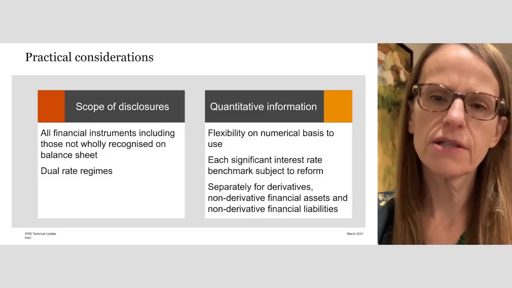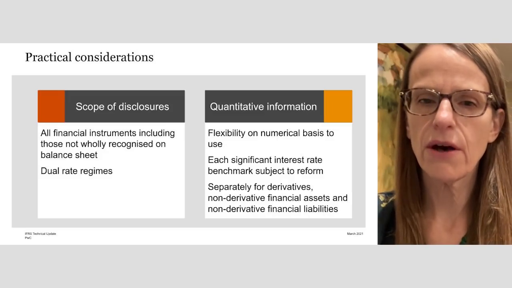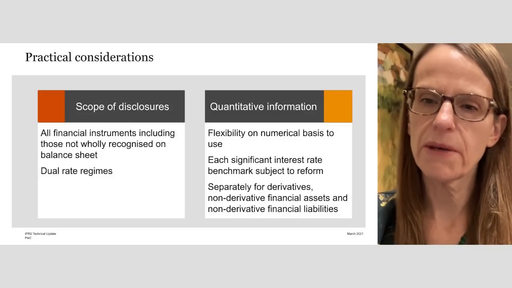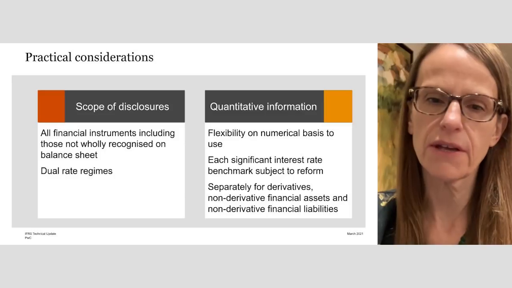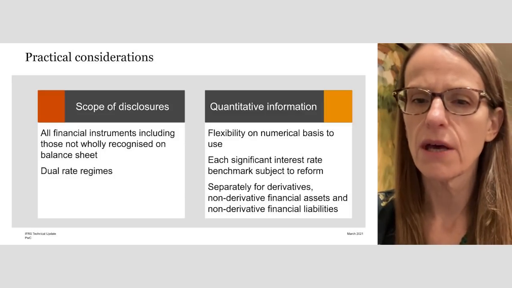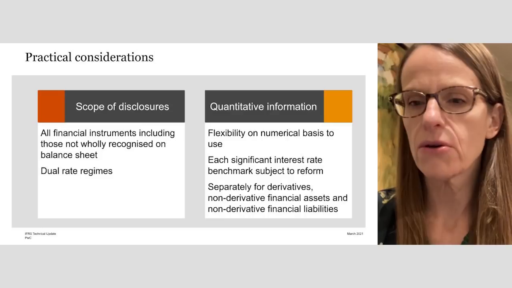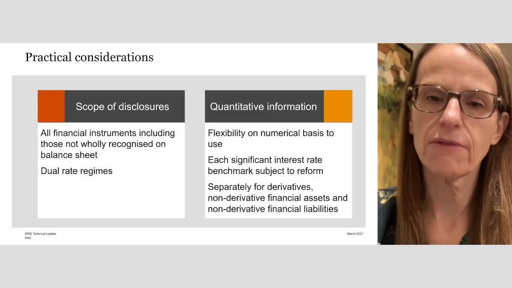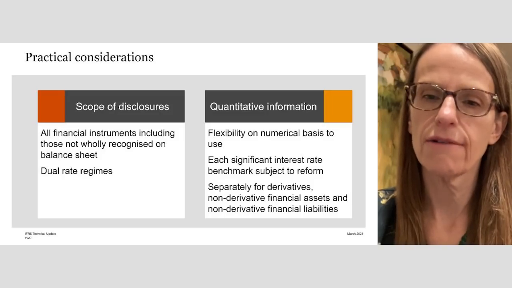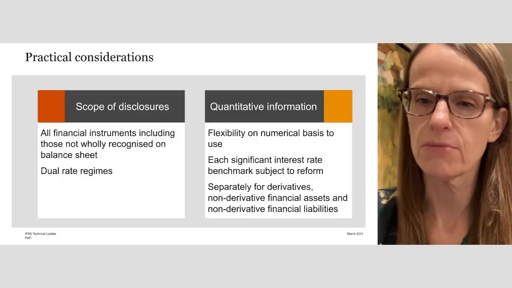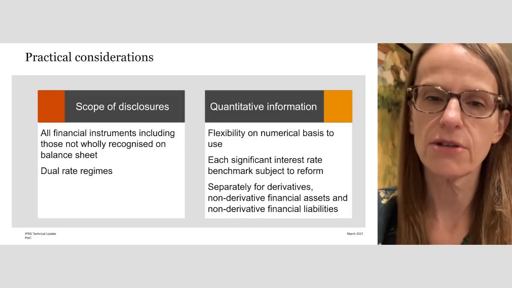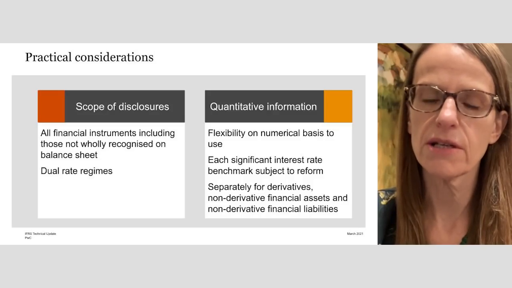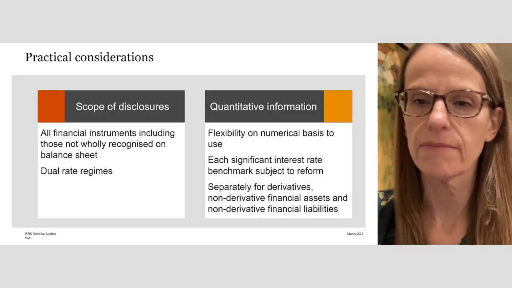The second area is just the nature of the quantitative information. Phase 2 disclosure requirements, again, give flexibility as to what numerical basis is used to disclose the items that have yet to transition to the new benchmark rate. So preparers can use balance sheet carrying amounts, or they can instead disclose quantitative information just on the basis of the information that is reported internally. For example, the information that's reported to key management personnel as part of the implementation of the benchmark reform. Key thing to remember is that the basis on which the information is provided actually needs to be clearly stated.